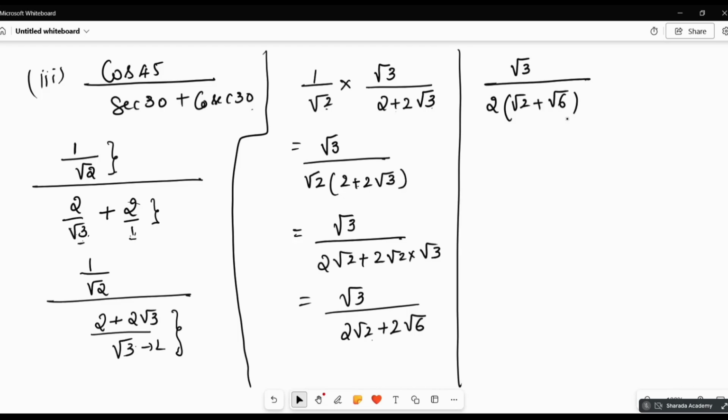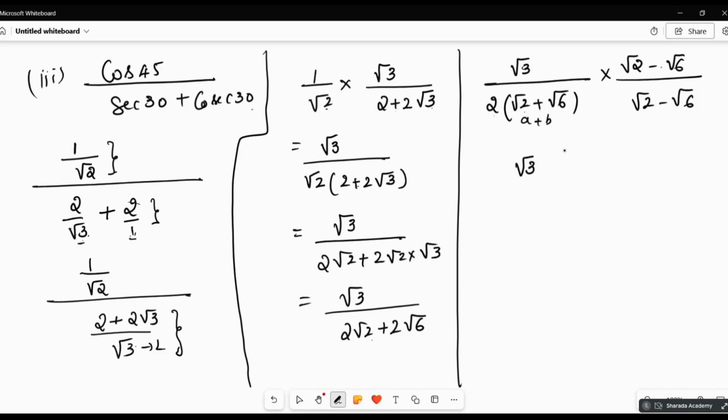Whenever you want to rationalize, what we have to do, think it is like a plus b, right? You have to multiply and divide by a minus b. Always like that. That means I have to multiply with root 2 minus root 6 and divide by root 2 minus root 6. 2 we will keep separately. Then we will multiply. But while rationalizing, no need. That's it. So what will we get here?